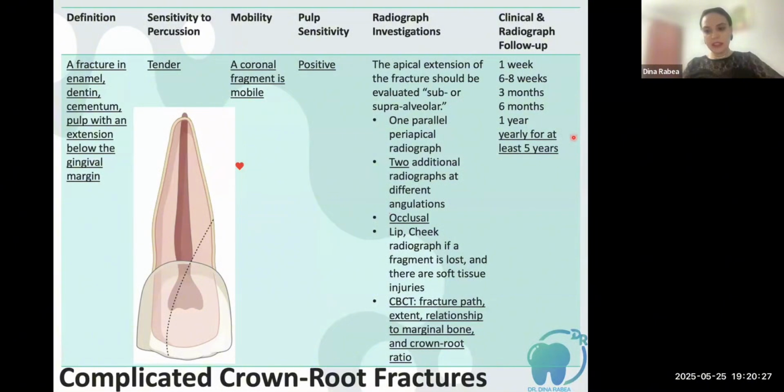And again, the radiographic investigation is the same as that in uncomplicated crown root fractures. We start with the baseline parallel periapical radiograph. Then we might take 2 additional radiographs at different angulations to make sure we see the fracture line. We might need an occlusal radiograph. We might want to check for the fragment in case it is not attached in the socket. And again, this is not very common in this kind of deep fracture. And CBCT is a valid option in case it's going to add to your diagnosis or change it completely.